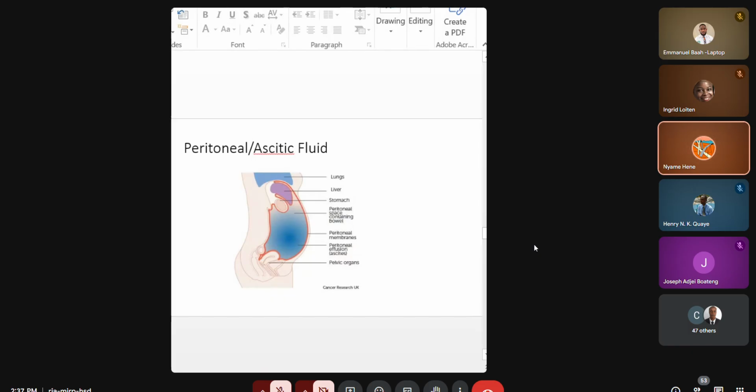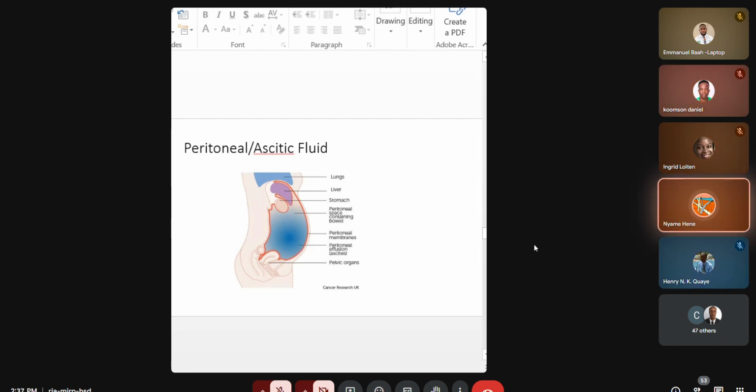So over here, we normally do a procedure we call abdominal paracentesis. Abdominal paracentesis. I think I've mentioned this already. I showed you a picture the last time, right?